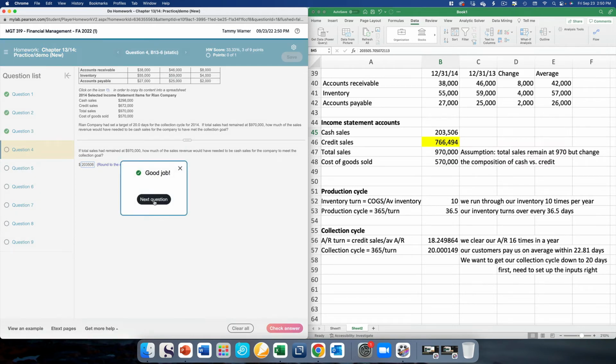But if it happens that you get dinged for a rounding error, don't worry about it.